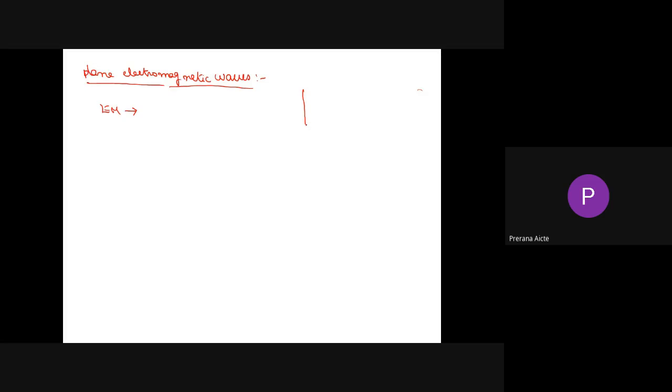Suppose this is the z direction, this is x. I'll redraw this one.